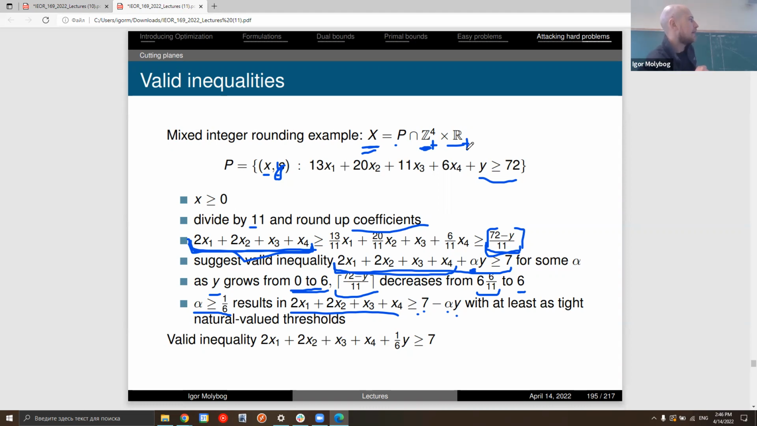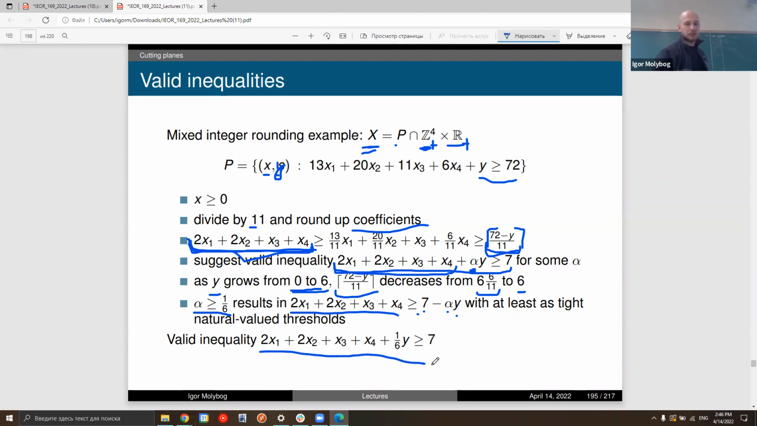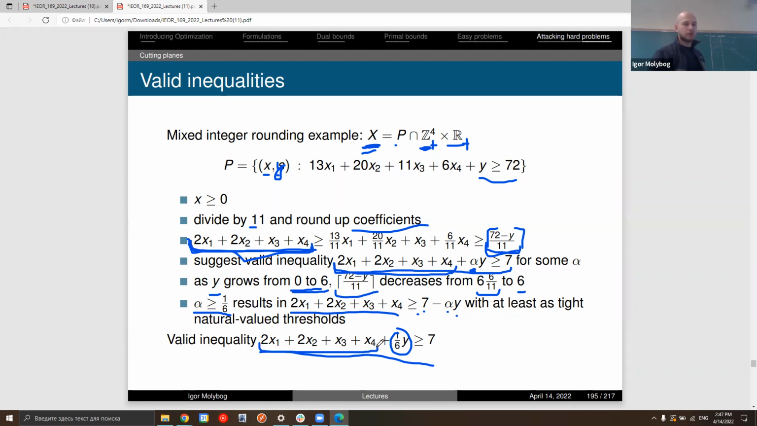And basically, any alpha that is greater than or equal to 1 over 6 works for that purpose. And why so? Just because you can check that it works. And therefore this thing over here is a valid inequality for the set X, because if you take this part and put it to the right hand side, the left hand side is going to take integral values only, and the right hand side is going to take values that are not smaller than the ceiling of this thing.